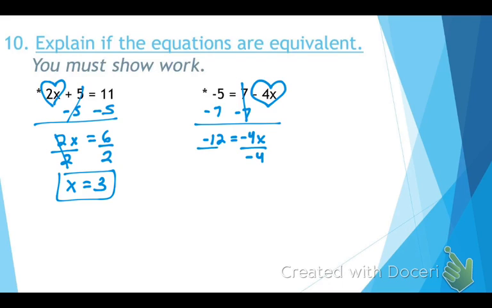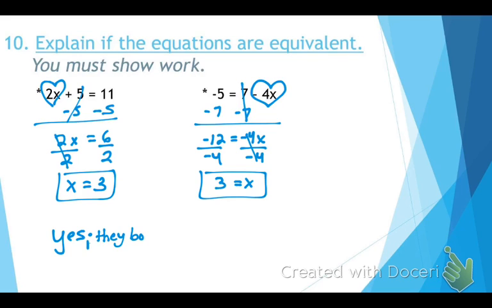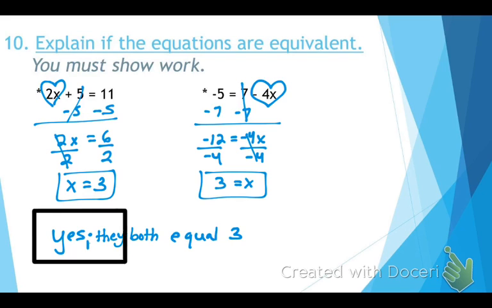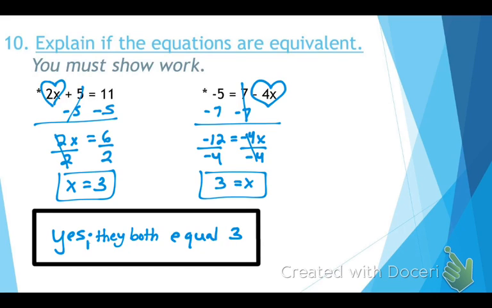So make sure you divide by the exact number. This cancels out, and x equals, now class, what is negative 12 divided by negative 4? 3. Two negatives equals a positive. So class, are they equivalent? Yes. Why? Because they both equal x equals 3. All right, so that's how to tell if something is equivalent or not.